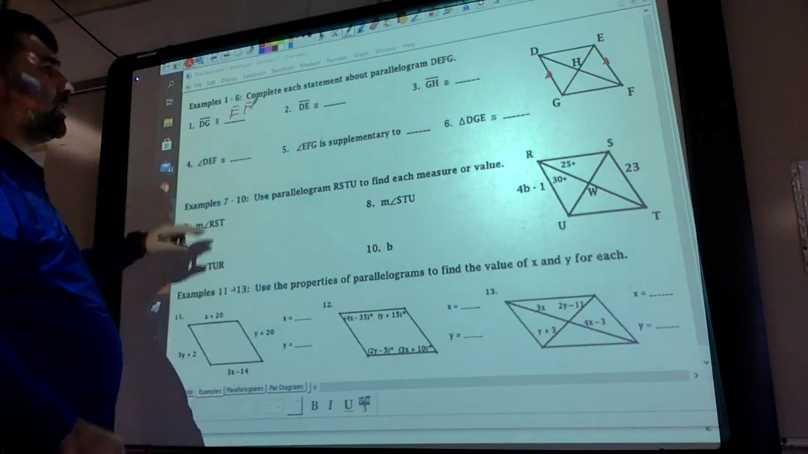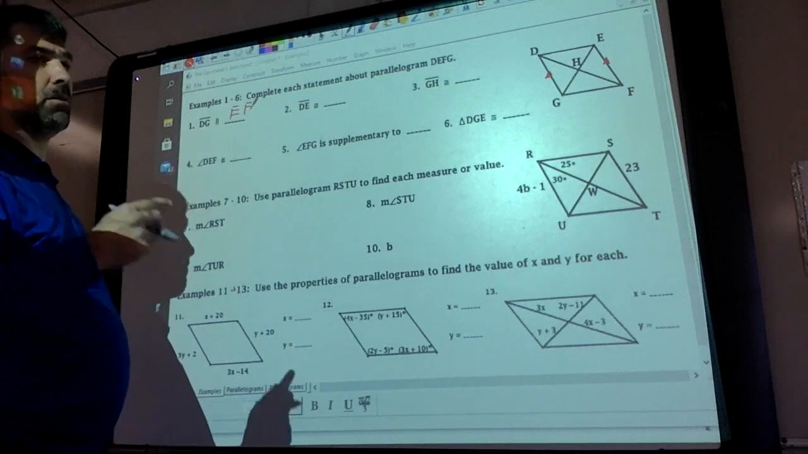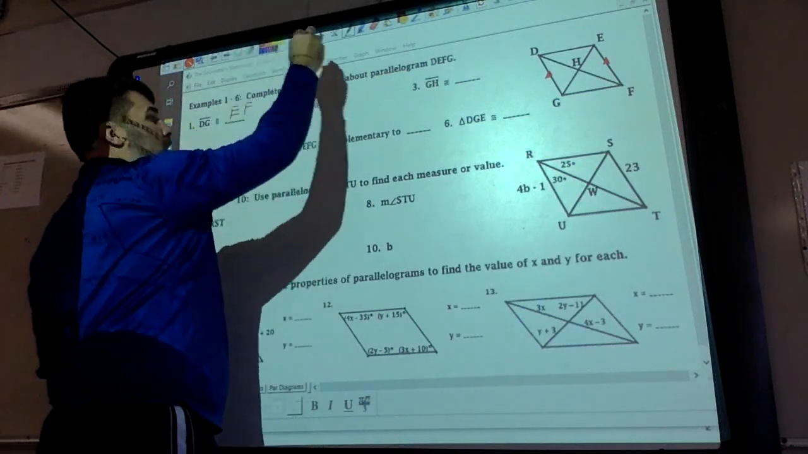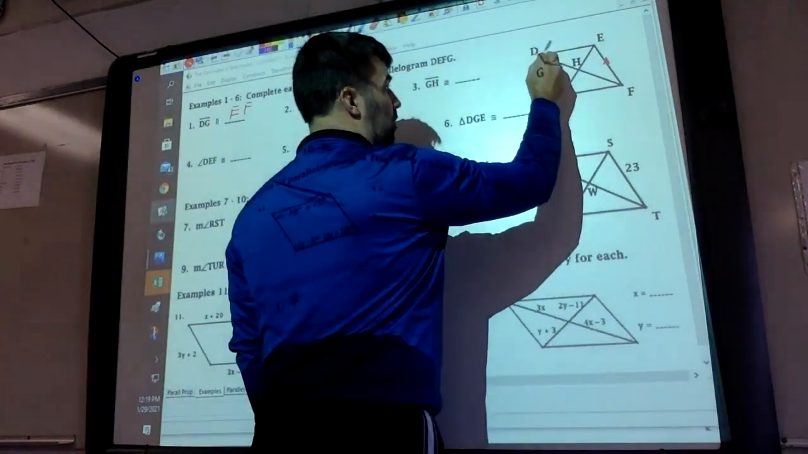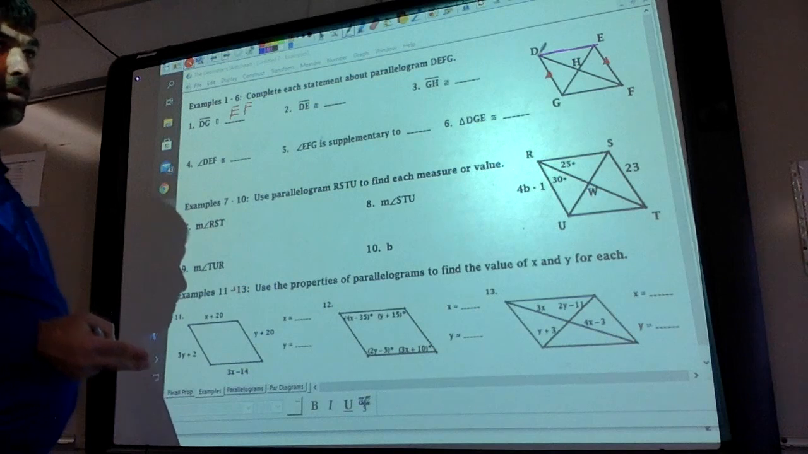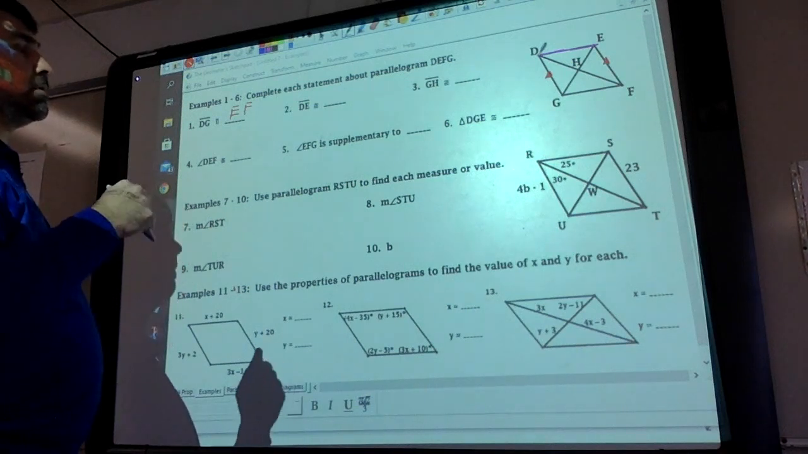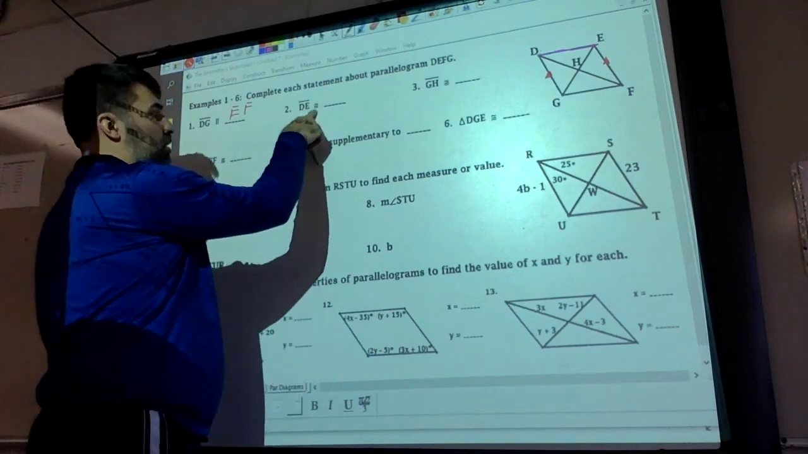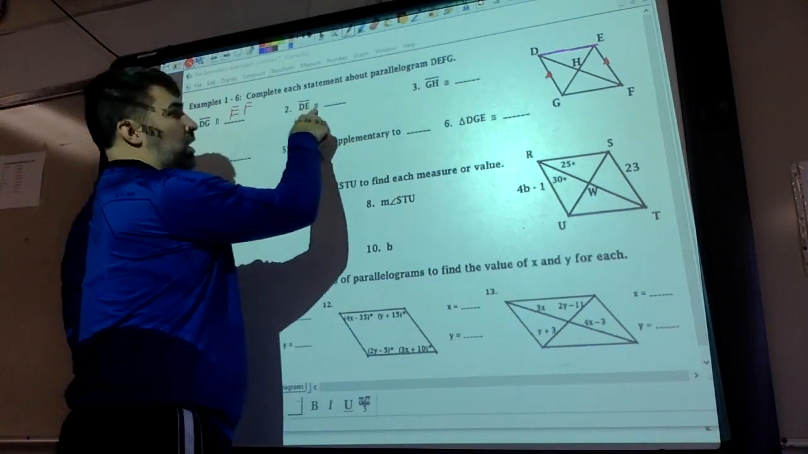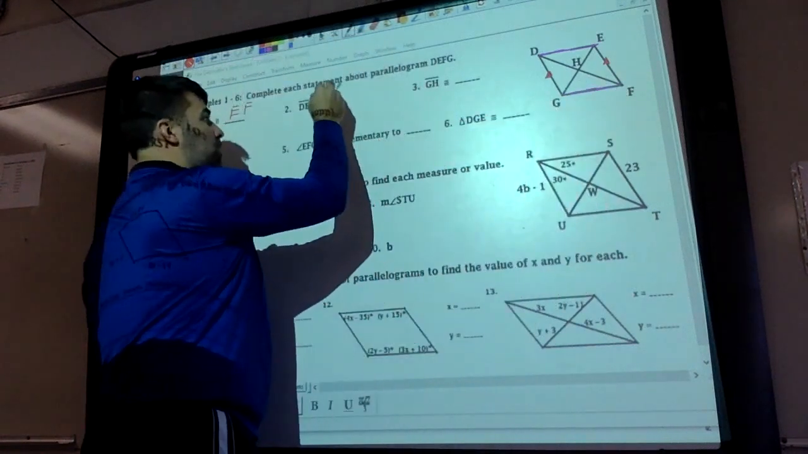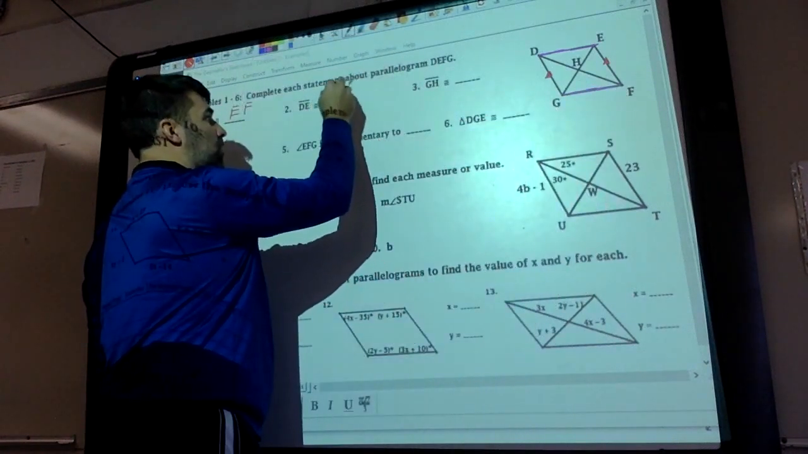Okay, then DE, which again, the question is, am I dealing with sides, angles, or diagonals? DE is a side, right here. So the 2 side properties of parallelograms: opposite sides are parallel and opposite sides are congruent. So this is your congruent symbol. So DE, opposite DE would be GF. So those would be congruent.